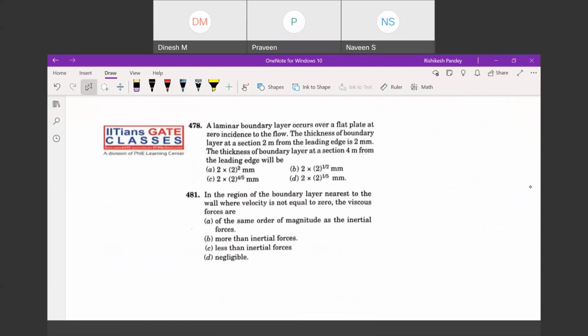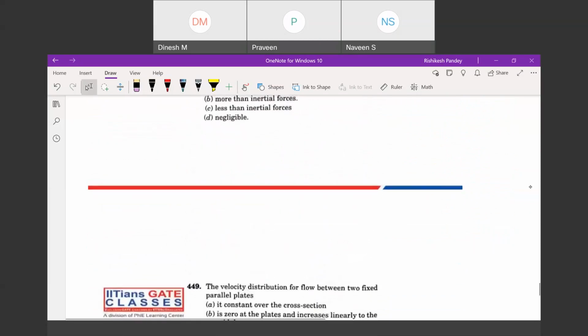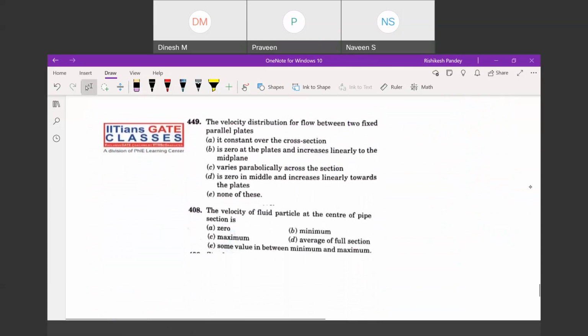Okay, this is related to boundary layer. Boundary layer question will see after some time. Question number this 449. Velocity profile, it is asking. Velocity profile for flow between two fixed parallel plates. Check how the velocity varies. Yes, parabola. It is C.